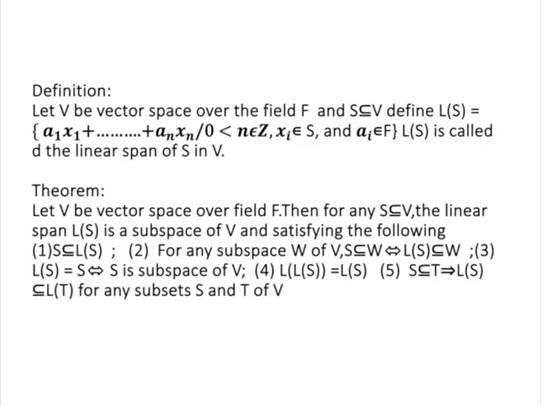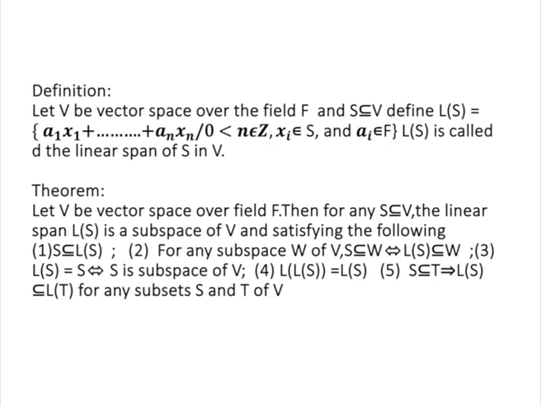Let V be a vector space over a field F. Then for S a subset of V, the linear span L of S is a subspace of V and satisfies the following. First condition: S is a subset of L of S. Second: for any subspace W of V, S is a subset of W if and only if L of S is a subset of W.